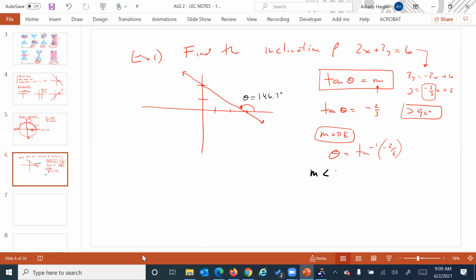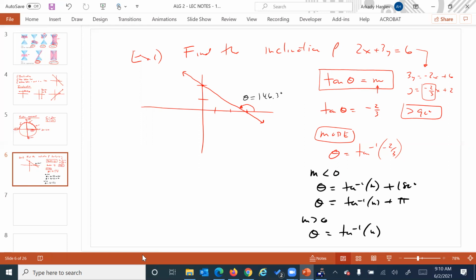So if m is less than 0, which means the slope is negative, what we're going to do is say theta is equal to tangent inverse of m plus 180 degrees, or theta is equal to tangent inverse of m plus pi. If m is greater than 0, then theta is just going to be tangent inverse of m. You don't need to add the 180 or the pi. How is m defined again? M is our slope.